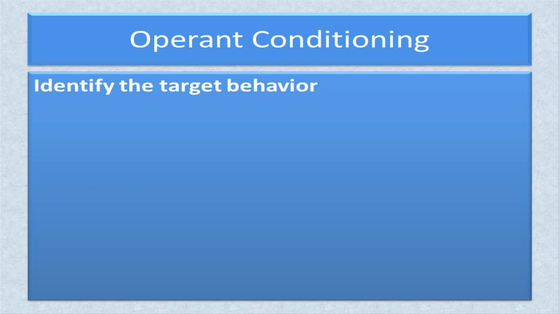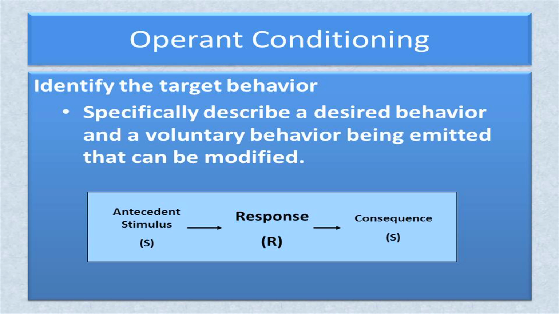The first step in using operant conditioning is to identify a target behavior, as well as a behavior that the organism is already emitting that can be modified. For example, if a teacher wants a student to raise his hand before speaking, any movement of a hand would be the initial behavior that would be modified into raising a hand behavior.